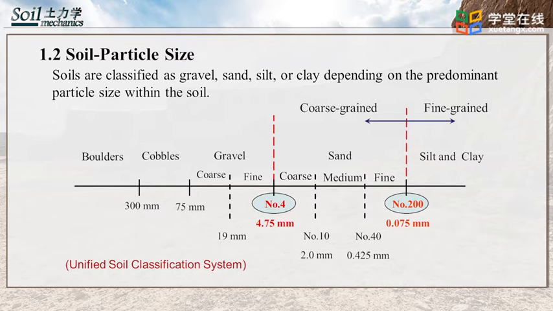If more than 50% of the soil particles is greater than 75 micrometers, the soil is called coarse-grained soil. If more than 50% of the soil particles is finer than 75 micrometers, the soil is named fine-grained soil. Coarse-grained soils are subdivided into gravels and sands, while fine-grained soils are divided into silts and clays based on their sizes.